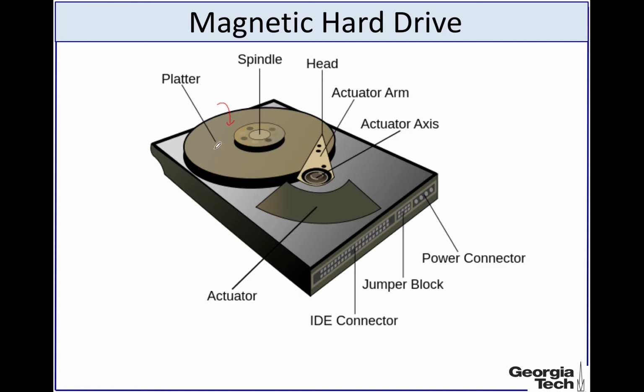So this platter rotates. Now, what is used to read and write the data into this magnetic layer is the head, and the head is mounted on an actuator arm. So this actuator arm can move like this, and also the actuator can go a little bit up and down so that it can come in contact with the magnetic hard drive, magnetic domains to read and write them.